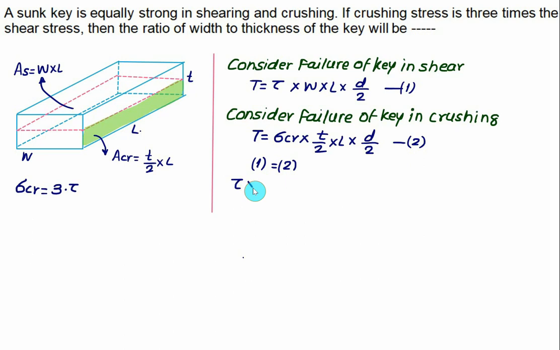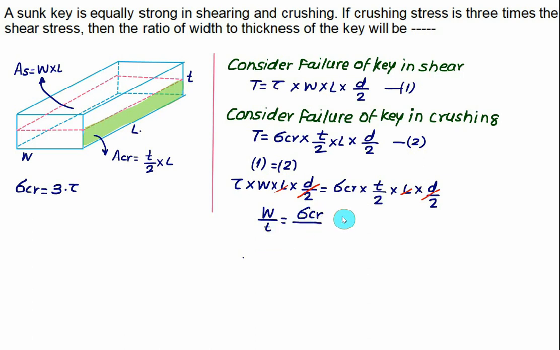So we have tau multiplied by width W multiplied by length L multiplied by D by 2 equal to sigma crushing multiplied by T by 2 multiplied by length L multiplied by D by 2. Here D by 2 and D by 2 cancel out, length also cancels out, and sigma CR we can replace as 3 times tau. Then we can find the ratio of the width to thickness. So the ratio W divided by T is equal to sigma CR divided by 2 divided by tau. At this instant we can substitute sigma CR equal to 3 times tau. So we have 3 times tau divided by 2 times tau. Tau and tau cancel and we get this ratio equal to 1.5.